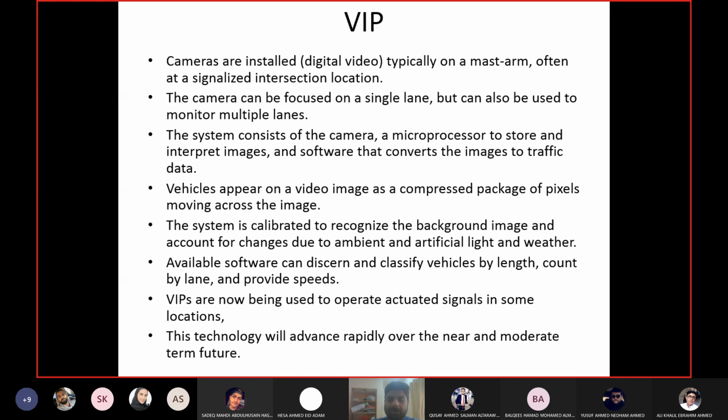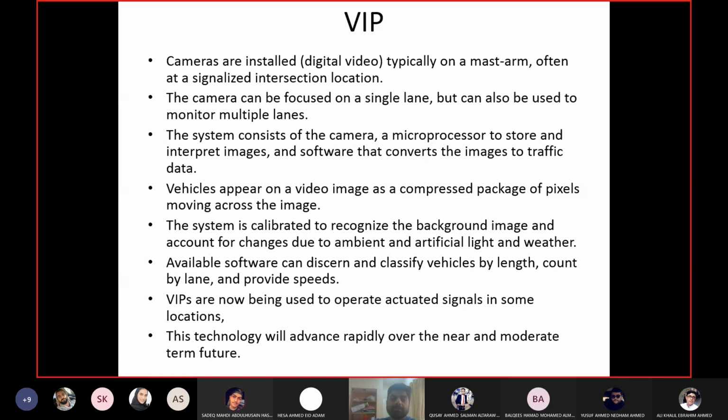The software which is available to convert the image into traffic count can find out the length of the vehicle and the number of vehicles in each lane. They can also find out the speed of the vehicle, because obviously the vehicle is moving in the video.